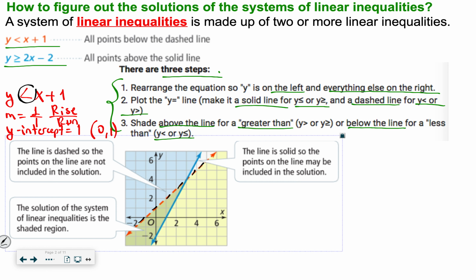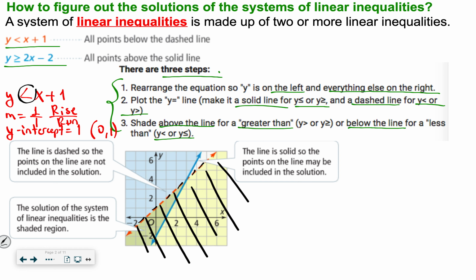Step 2 is done. Step 3, we are going to decide, are we supposed to shade above the line or below the line? How are we going to understand this? You need to check this. Y is less than. If it is less than, we are going to shade below the line. These are the solutions that belong to this inequality. Now we are going to draw the second inequality, y is greater than or equal to 2x minus 2.